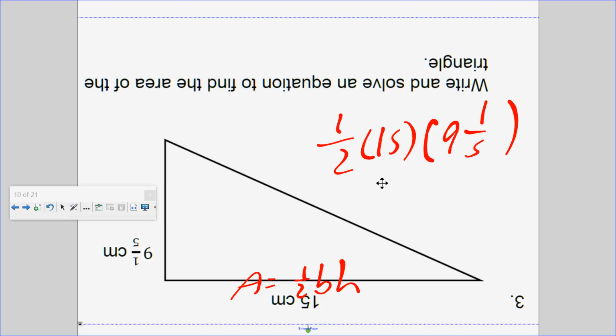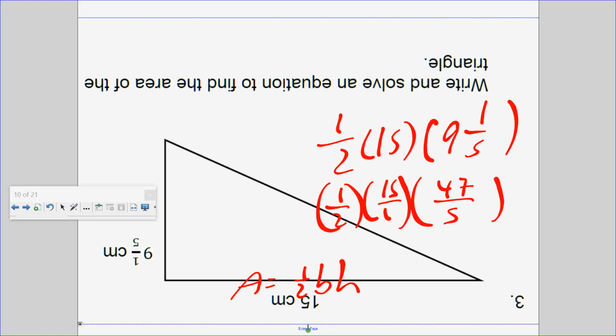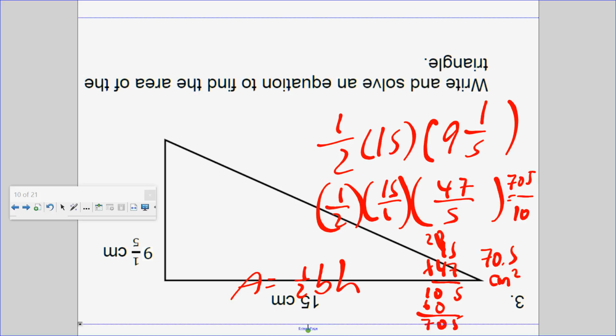I'm going to turn all these into improper fractions. So 1/2 times 15 over 1 times 9 and 1/5, which is 47/5. If I multiply 2 times 1 times 5, I get 10. If I multiply 1 times 15 times 47, 15 times 47, that's 35 carry the 3, that's 7, 8, 9, 10. That's 20 carry the 2, that's 4 plus 2 is 6. I got 705. And 705 divided by 10 would be 70 and 5/10 square centimeters.